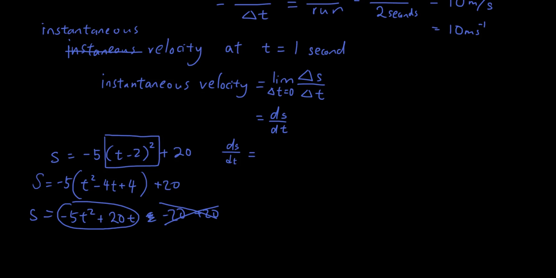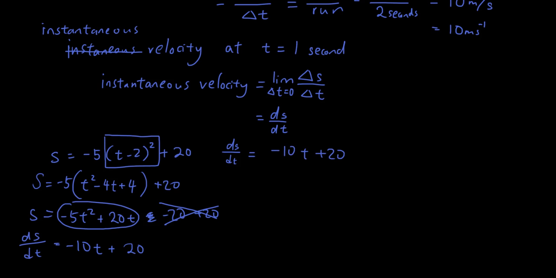And if we want to differentiate that, that becomes really easy because we can just use the rule where we bring the power to the front. So it's negative 10, 5 times 2 is 10, t, minus 1 in the power, 2 minus 1 is 1, plus 20, right, because if you bring the 1 to the front, it becomes 20 times 1, and the power is 1 minus 1, which becomes 0, and t to the power of 0 is equal to 1, so you don't write the t anymore. So that is the differentiated equation.